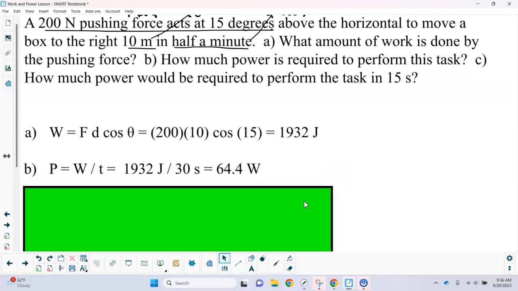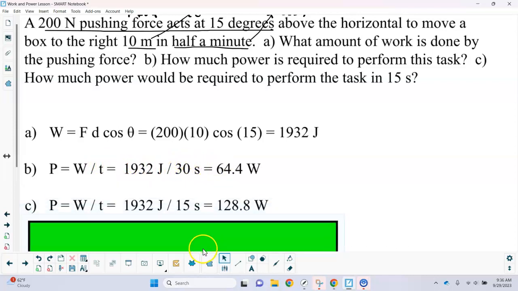Finally, you're asked to calculate how much power would be required to do the task in 15 seconds. So you take that same amount of work and divide it by 15. That's half the time. Thinking about proportionality, if you lessen the time, the power will get greater because they're in opposite parts of the fraction. They're inversely related. So we cut the time in half here, so the power is going to double. So it's actually 128.8 when you do that in your calculator.